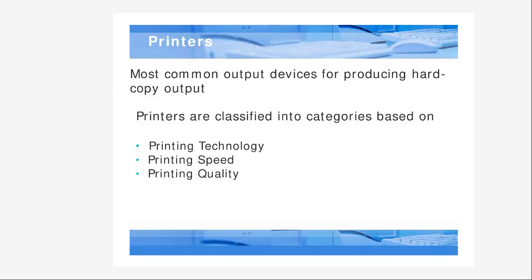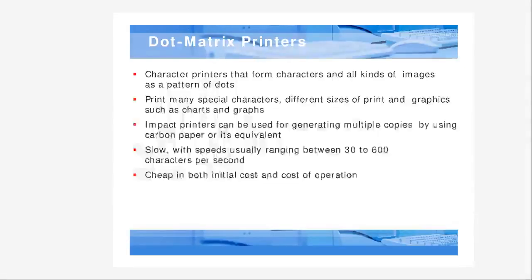Okay, and only one printer comes under the page printer, which means it prints one page at a time. So according to the printing technology, we also divide the types of printer: character printer, line printer, and another is page printer. Okay, so let's see which printers come under character printer.